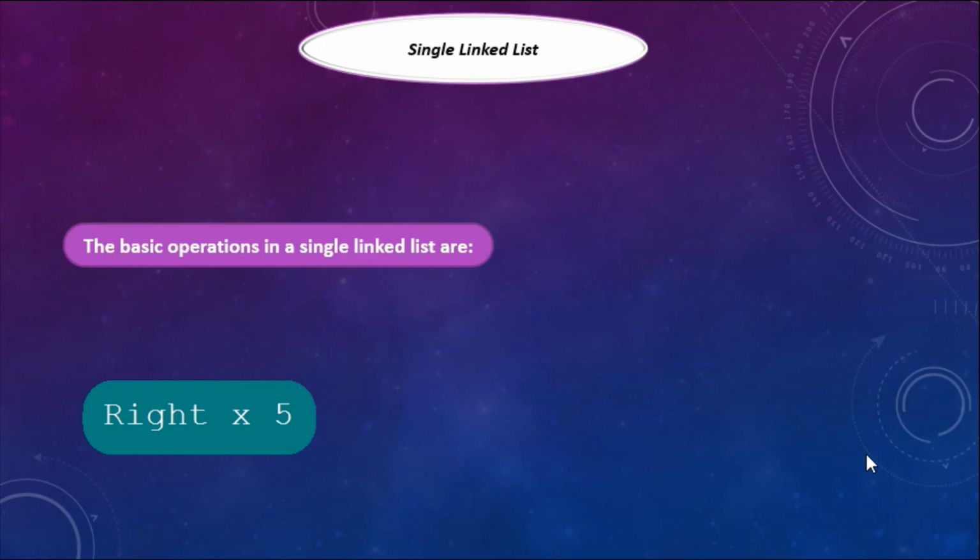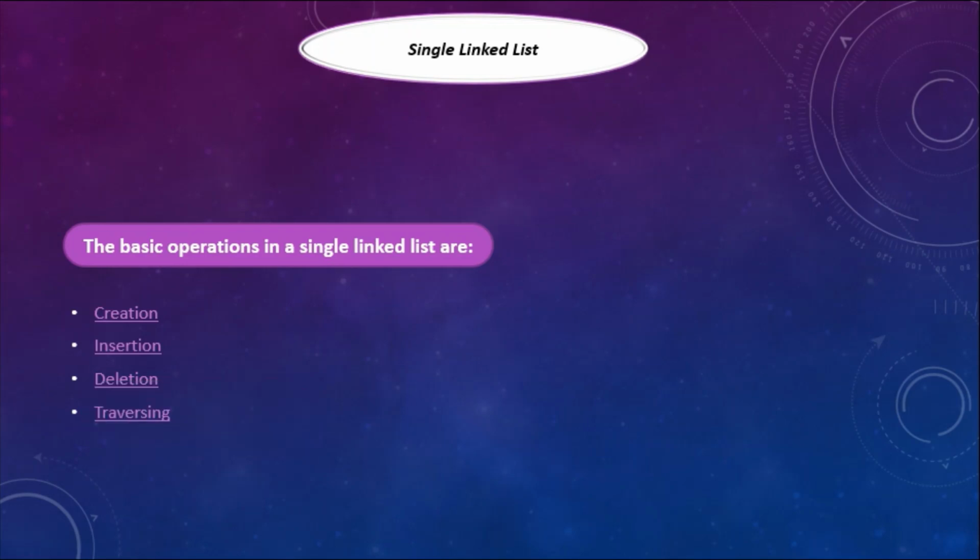Some of the basic operations which can be performed on a singly linked list are: creating a node, creating a singly linked list, insertion of data, deletion of data, and traversing or displaying the linked list. So in the next video we are going to learn how to create a linked list and insert into a linked list.